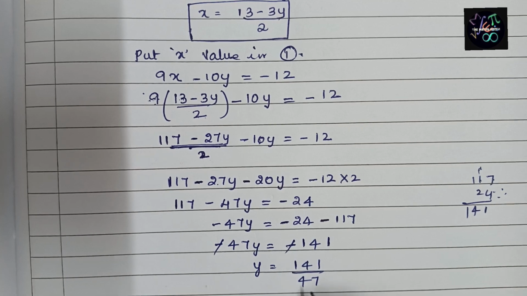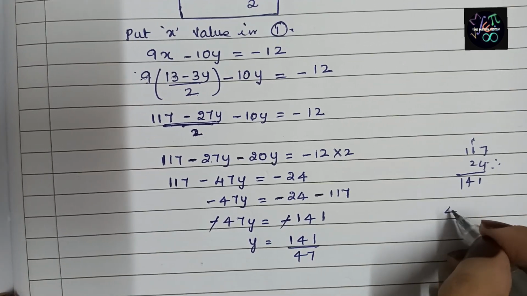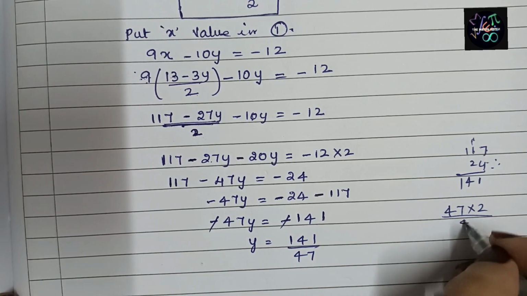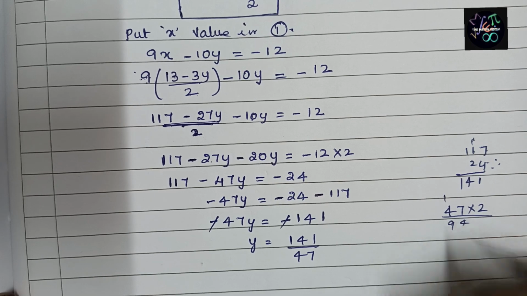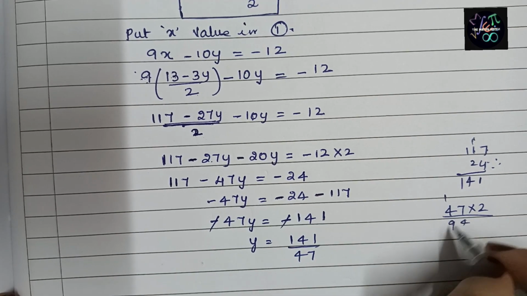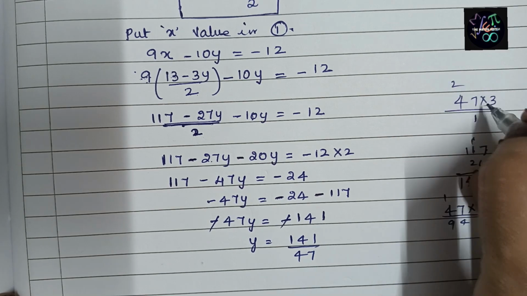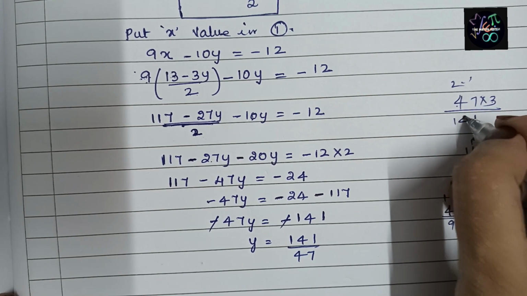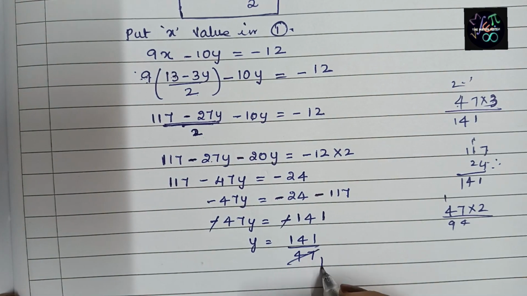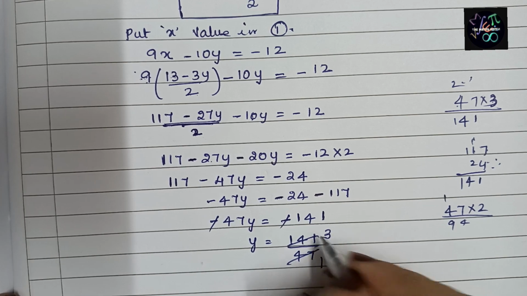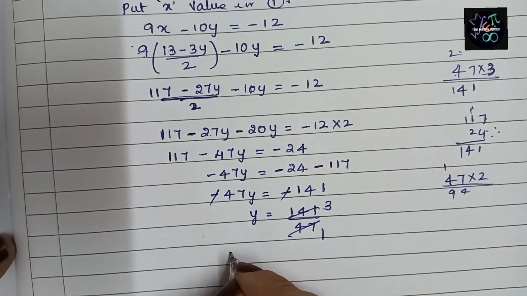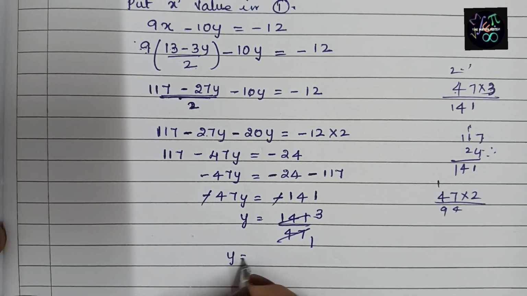It will be divisible by 47. So what do we have to do? 47 into 2. 2 7s are 14, 2 4s are 8, 9, 94. It is not. Let us check with 47 3s are. 3 7s are 21, 3 4s are 12, 13, 14. We got 141. 47 3s are 141. So we got the y value, that is 3.